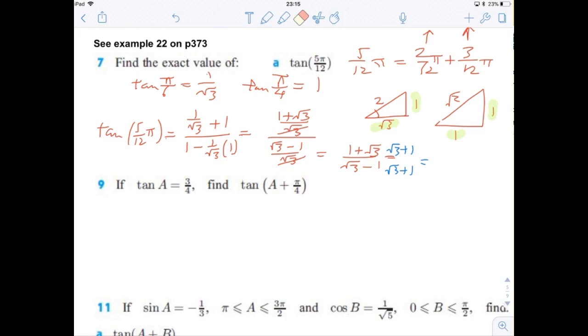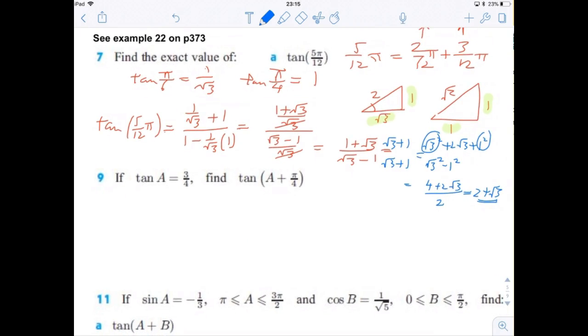The bottom is going to end up being square root of 3 squared minus 1 squared, and the top is going to end up being square root of 3 squared plus 2 square root of 3 plus 1 squared. And so the top is going to be 3 plus 1, 4, plus 2 square root of 3, and the bottom is going to be square root of 3 squared, which is 3, minus 1, which is 2. So that would give us 2 plus square root of 3. Okay. All right, number 9.